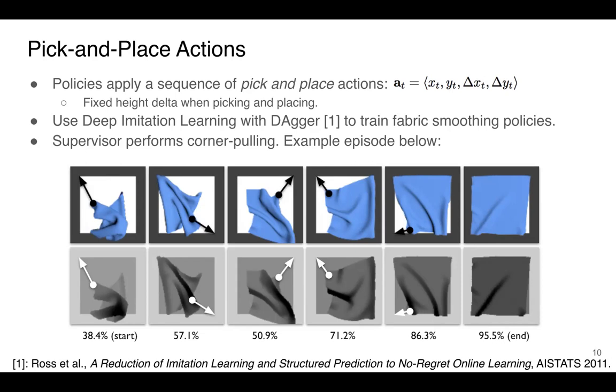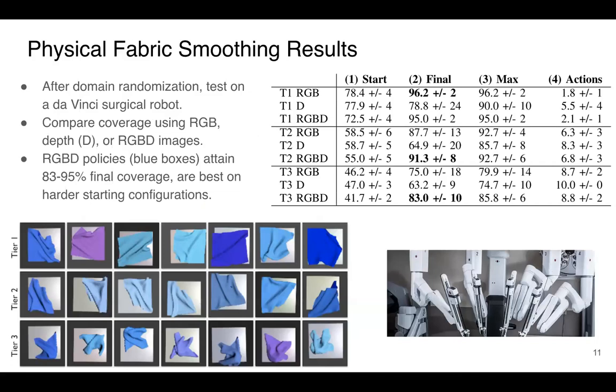It performs corner pulling. And here, an example episode is shown below, where there are color images on the top, depth images on the bottom, and the actions are overlaid with the pick and place arrows. The supervisor just does the bipartite matching between corners of the fabric and corners of the plane, and then corrects for the largest discrepancy, so that in this example, it goes from 38.4% coverage to 95.5% at the end. Okay, so that's the supervisor.